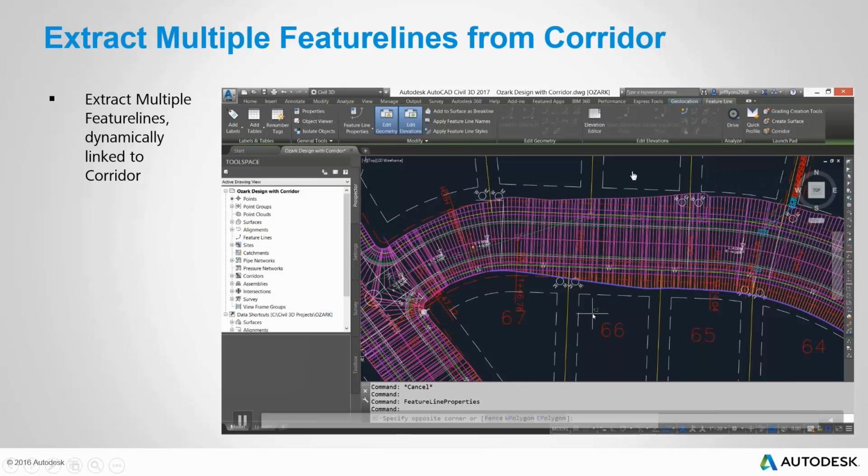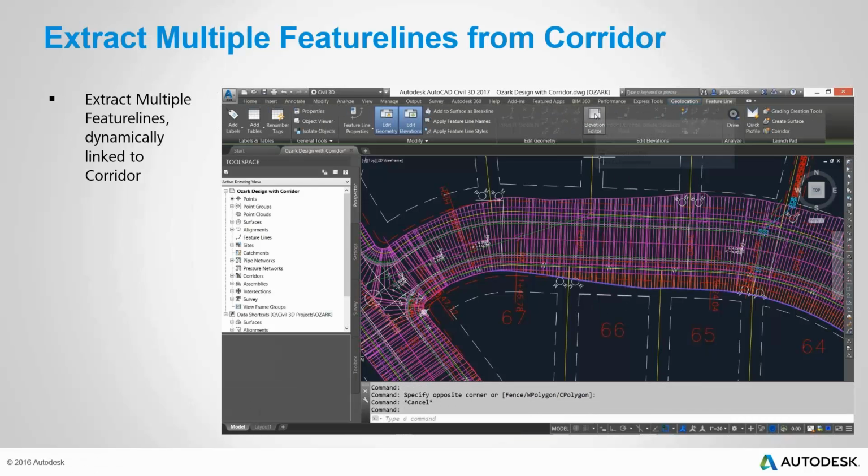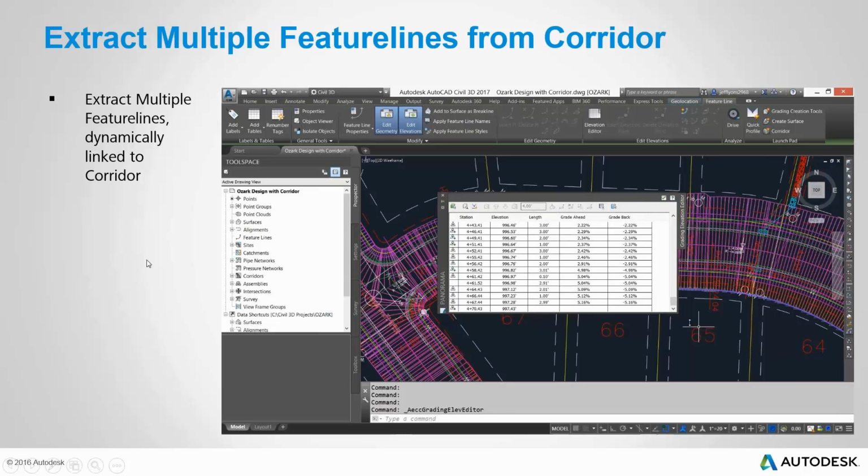So really helpful for delivery of production documentation. Also, this is one of the common ways that people want to be able to send civil or corridor model information out for machine control.